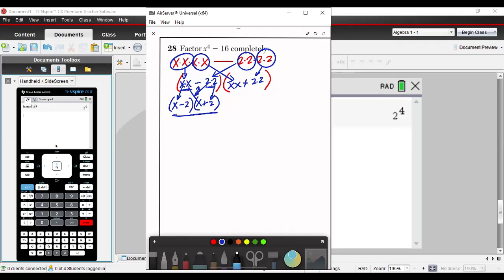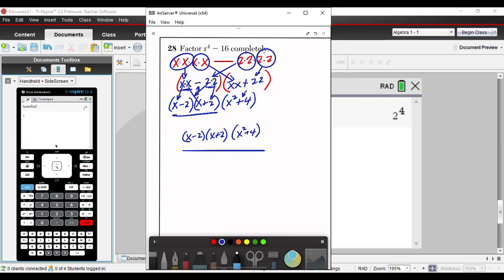And then over here, this part is just going to be x squared plus 4. And remember, we can't do anything with it if there's a plus. Even though these two numbers are perfect squares, we can't factor it down any further if it has a plus. So our final answer is x minus 2, parentheses, times x plus 2, parentheses, times x squared plus 4, parentheses. That is it. Got it.